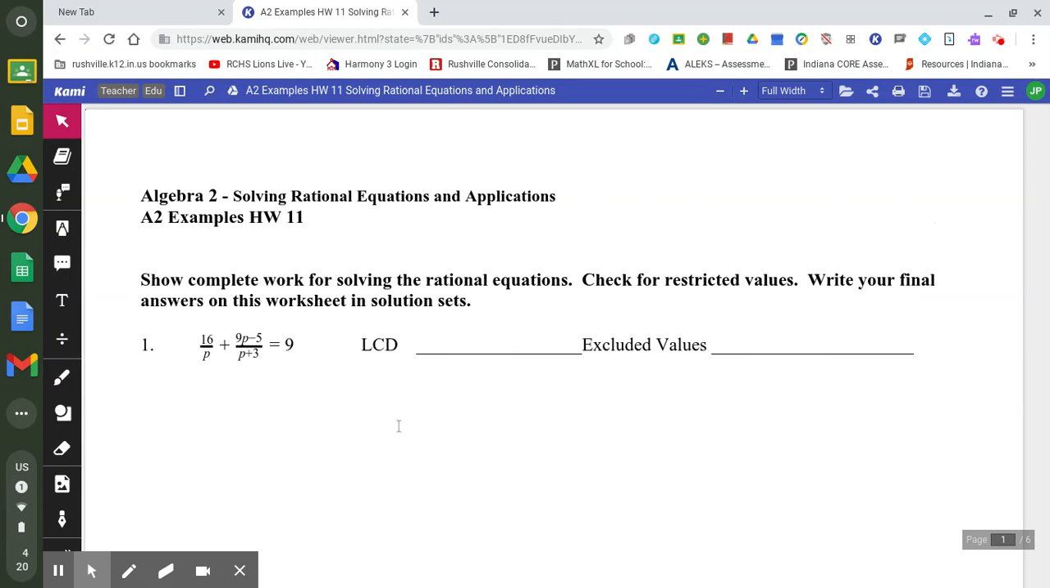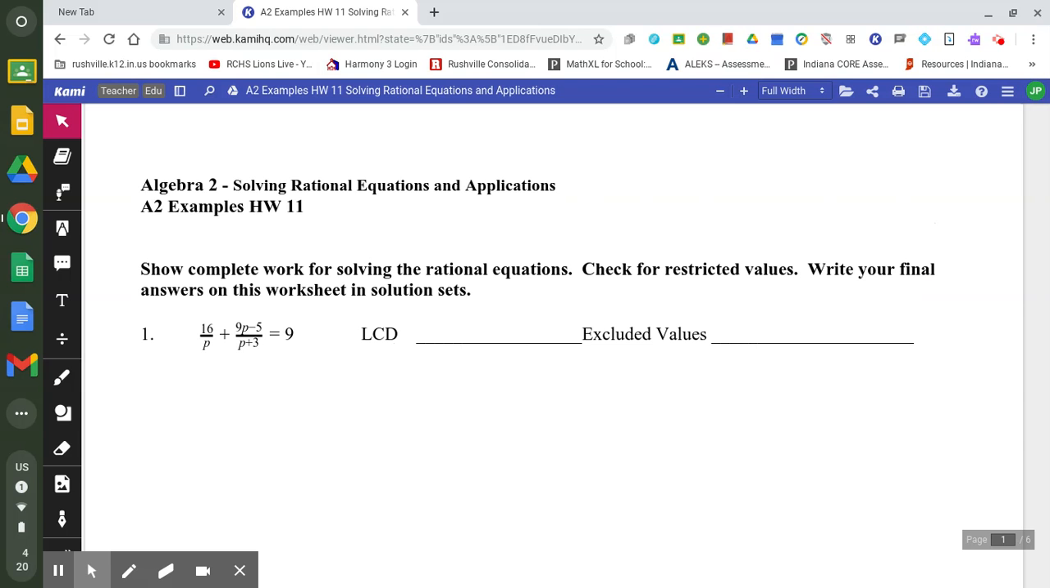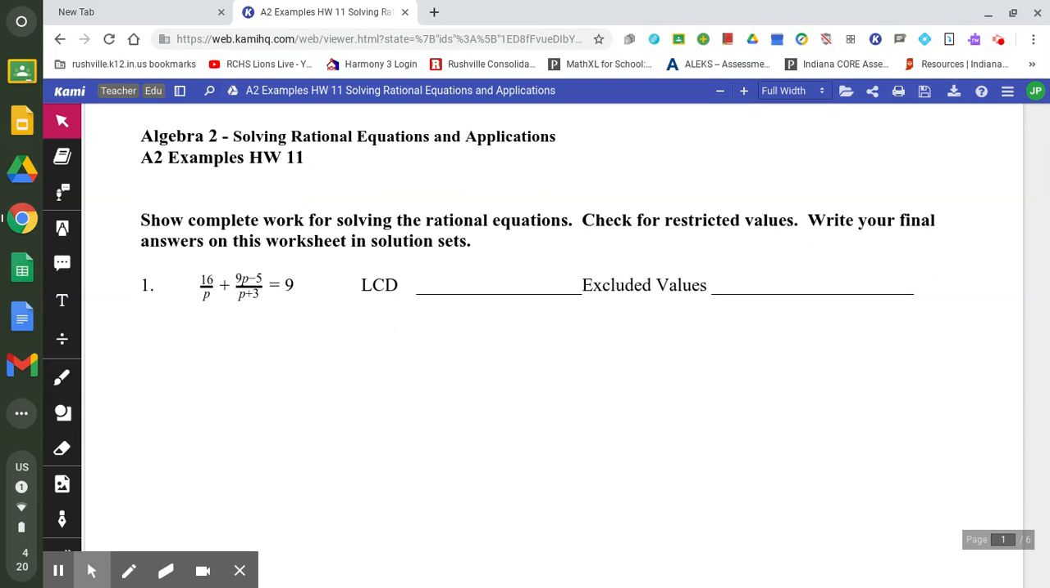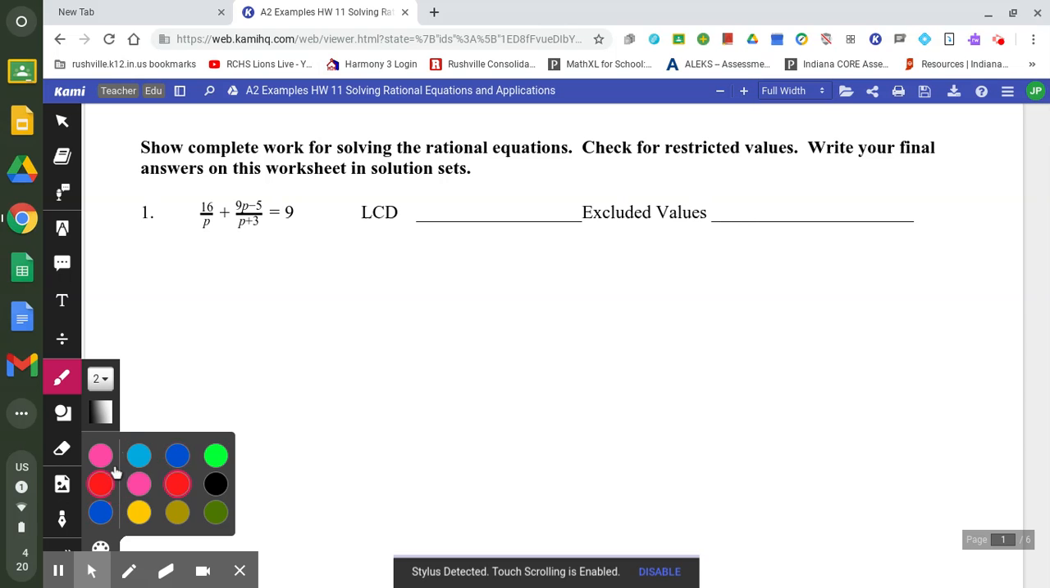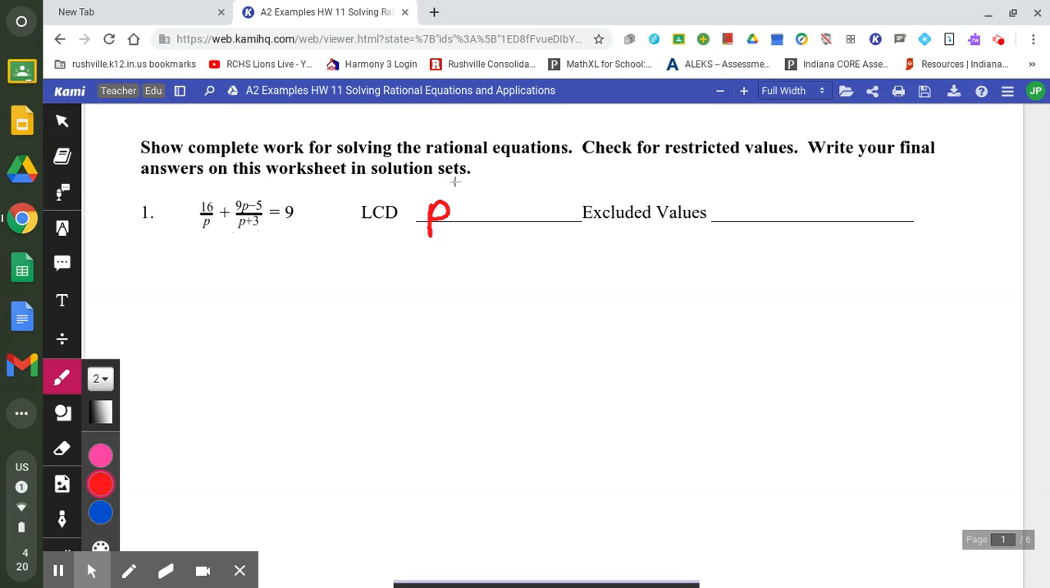So this is a video that will give you examples from homework 11, solving rational equations and applications. First of all, we have our rational expressions, and so we need to find the least common denominator. Well, we have a denominator of p, and then I have a denominator of p plus 3. So if I multiply those together, I now have my least common denominator.